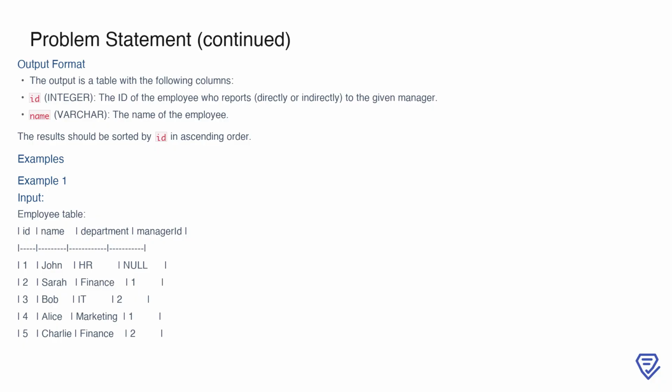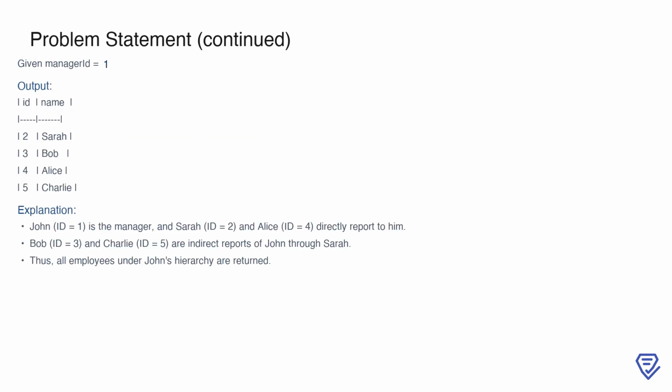Looking at an example, consider an input table where we have employees like John, Sarah, Bob, Alice, and Charlie, each with their respective departments and manager ID relationships. Suppose we are given manager ID equal to 1. In this case, we aim to find all employees who report to John, either directly or indirectly.